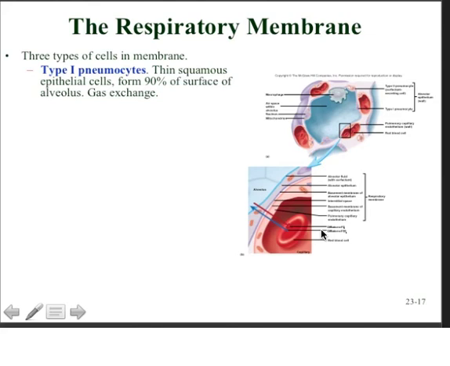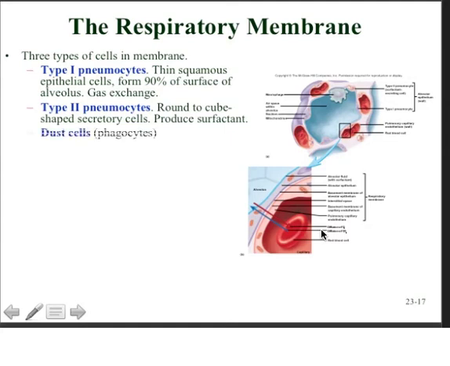Type 1 pneumocytes are squamous epithelial cells that make up 90% of the surface area of the alveolus and they're for gas exchange. The type 2 pneumocytes are cuboidal-shaped secretory cells that make surfactant, which is a detergent that allows the lungs to very easily expand and contract when you breathe by overcoming the attraction of water in the lungs for itself. Okay, so basically it breaks surface tension. Dust cells are the phagocytes that patrol the lungs, removing, of course, debris and pathogens.